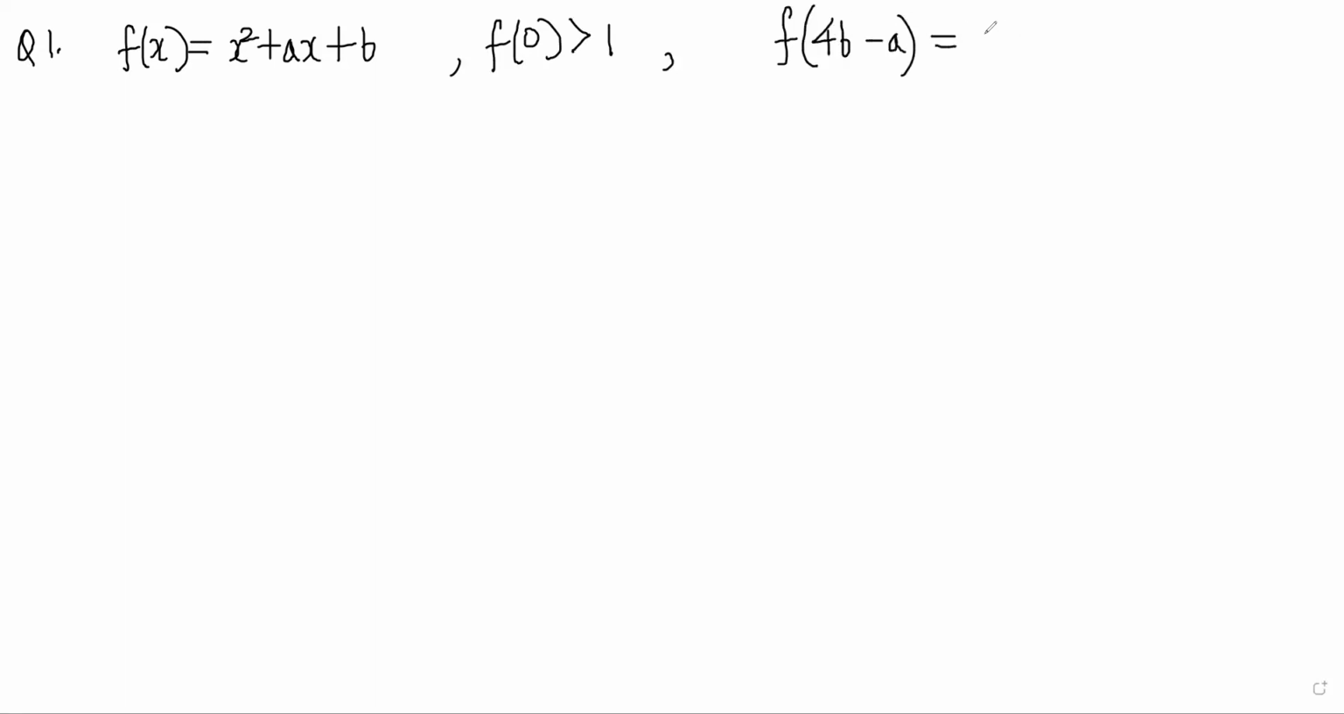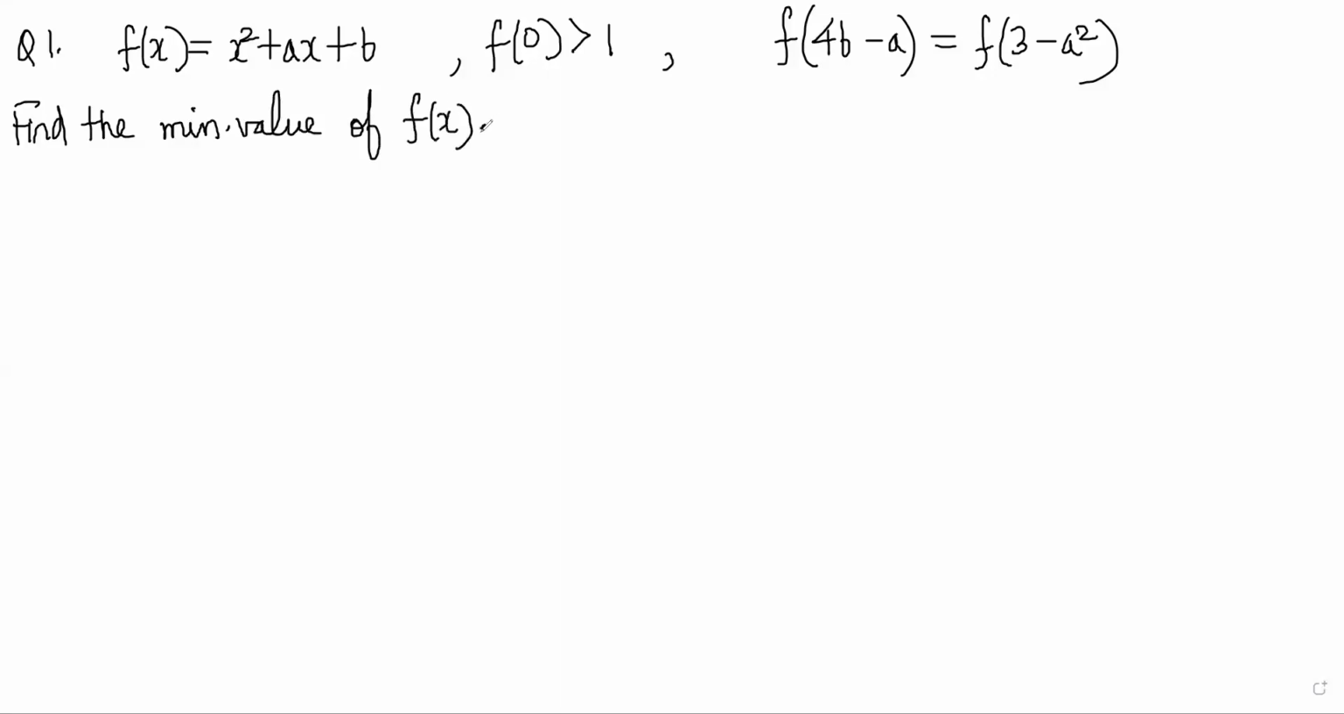The first question that we look at is this one. f of x is equal to x square plus ax plus b, and we are given that f of 0 is greater than 1, and f of 4b minus a is equal to f of 3 minus a square. We have to find the minimum value of f of x.